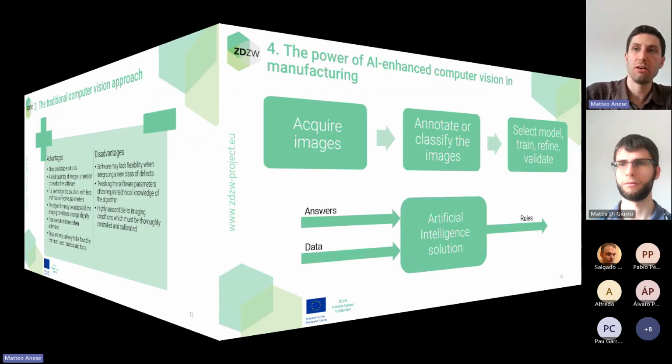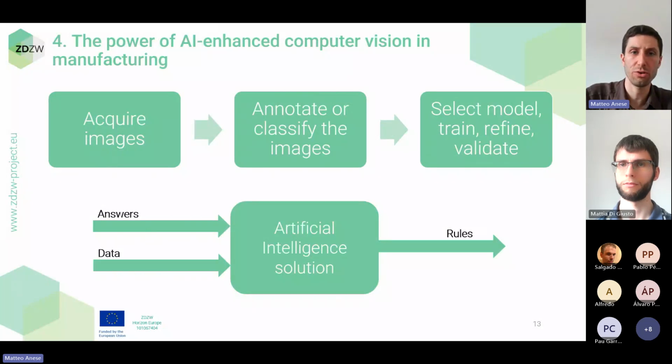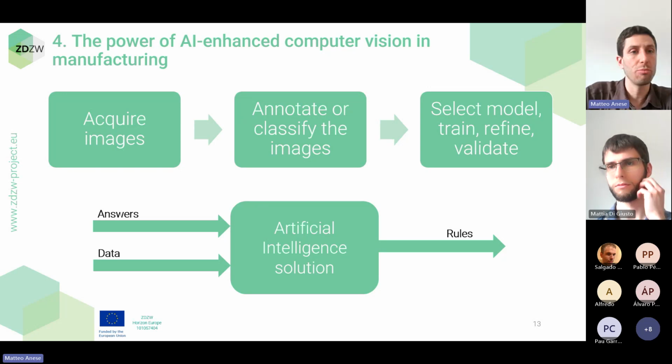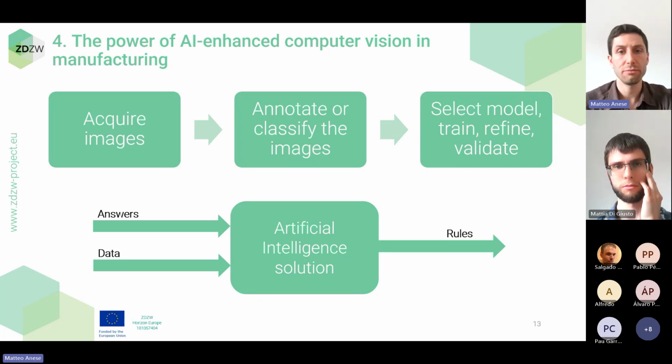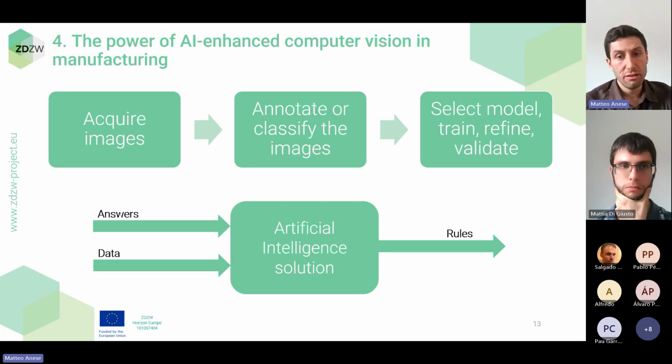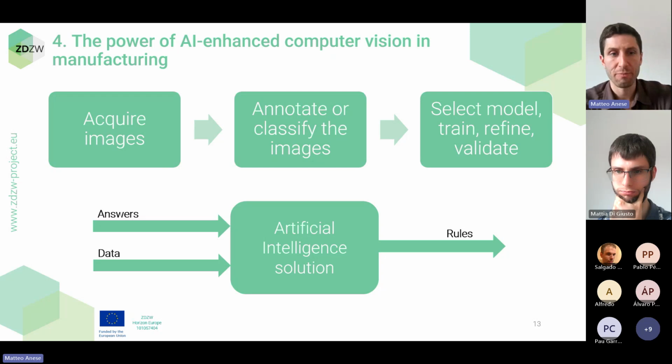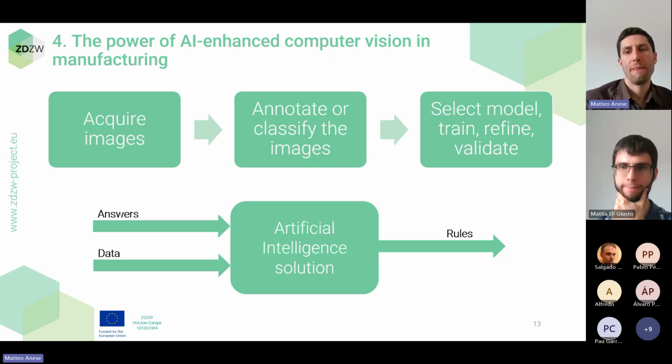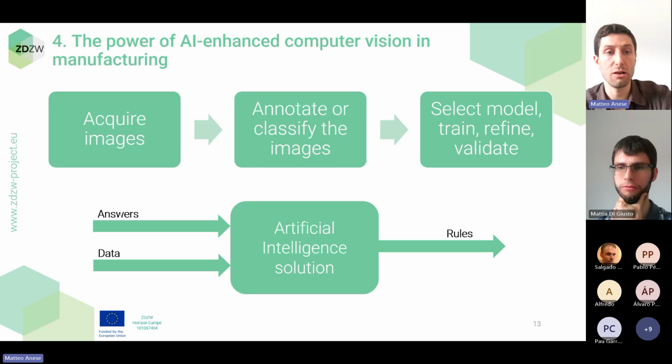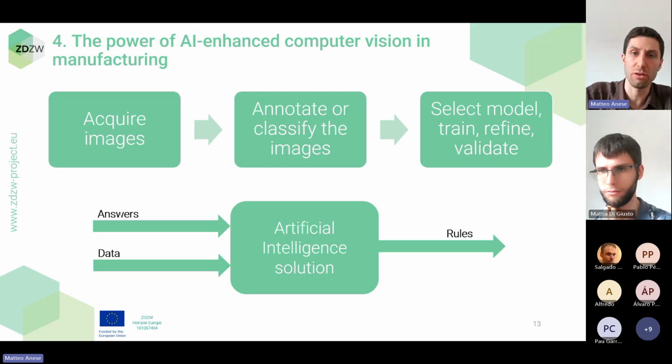Instead, let's see how an AI-enhanced computer vision approach is made. Usually, there is an acquisition of a conspicuous number of images. They are acquired, annotated and classified. Then the model can be chosen, trained, validated, and refined. And this is an iterative process, so it can be done better, and always better. And unlike the traditional approach, this process directly feeds answers to the model alongside the data, enabling it to learn the underlying rules. So the rules are the product of the project based on an AI-enhanced model.